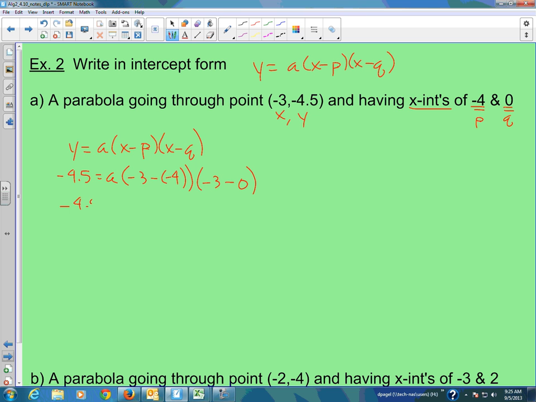So negative 4.5 is equal to negative 3 plus 4, which is 1, so 1A times negative 3 is negative 3A. Divide by negative 3, and I get A is 1.5. Therefore, Y would equal A times (X minus P), which means I get (X plus 4), and then (X minus 0), I can just write as X, because that's what I'm going to simplify to. And there I can leave my answer in intercept form for that problem.